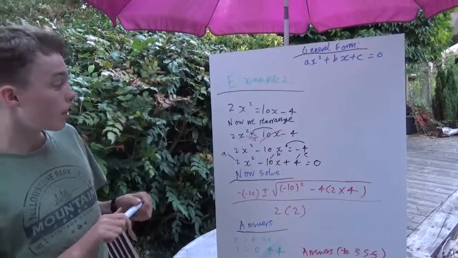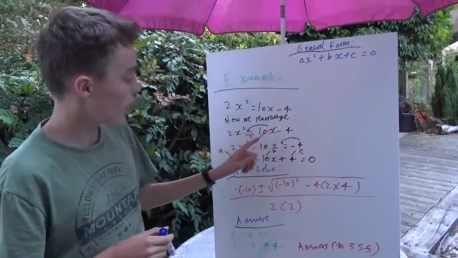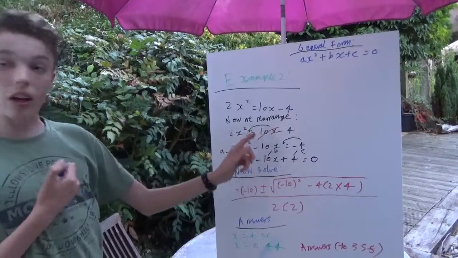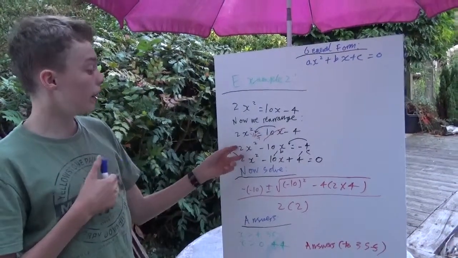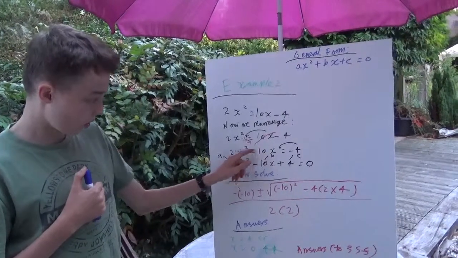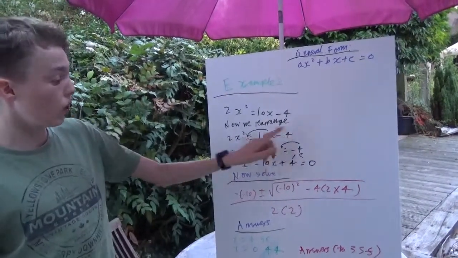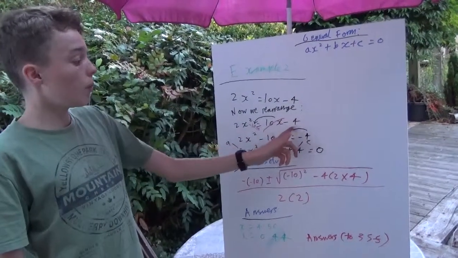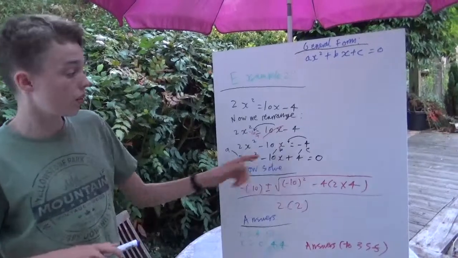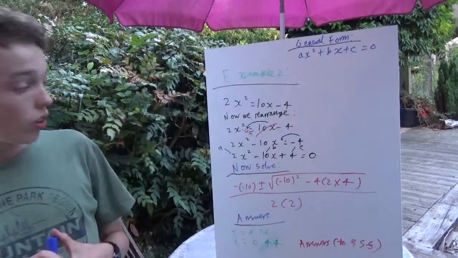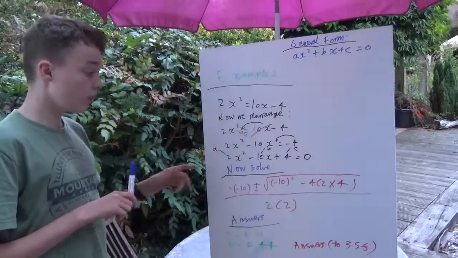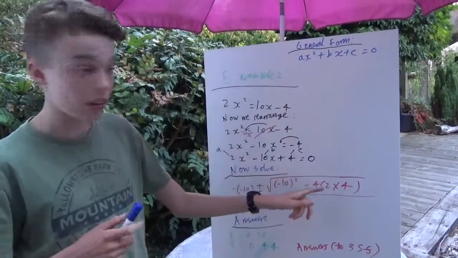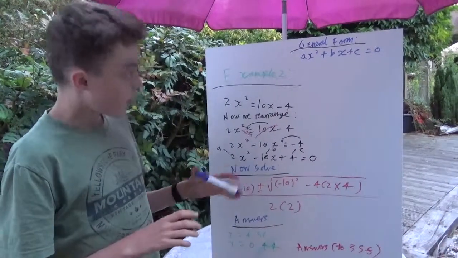So 10x becomes a minus 10x. If I was to rearrange, I'm going to go step by step: 2x squared minus 10x, note the change of sign, equals minus 4. Step 2 of the rearranging would be to swap the minus 4 over the equals sign and change the sign, so it would be plus 4. I end up with 2x squared minus 10x plus 4 equals 0.